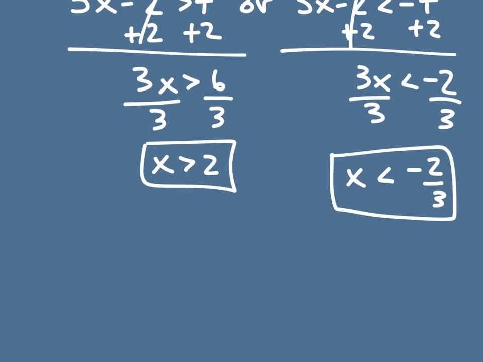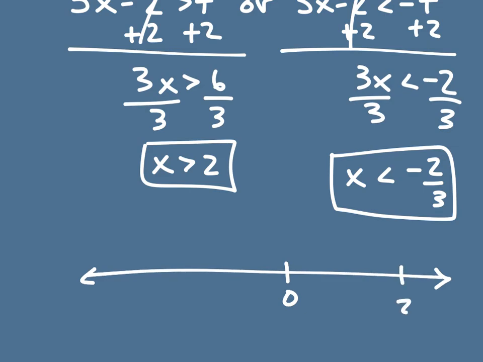Let's go ahead and graph this real quick. I'm going to draw a number line here. I'm going to put 0 here, put 2 to the right, and then negative 2/3 to the left. I'm going to do an open circle here and shade to the left because we are less than, and then an open circle at 2 and shade to the right because we are greater than.